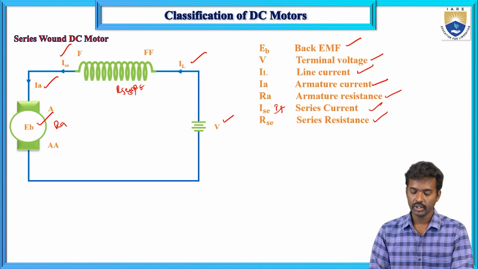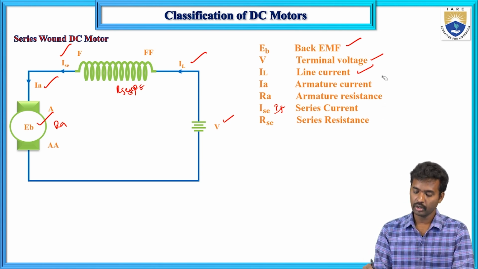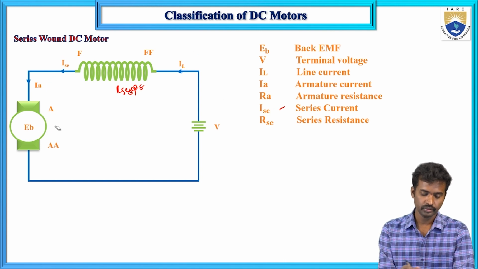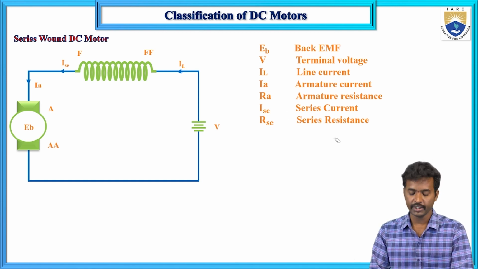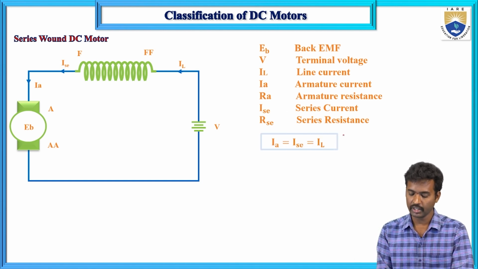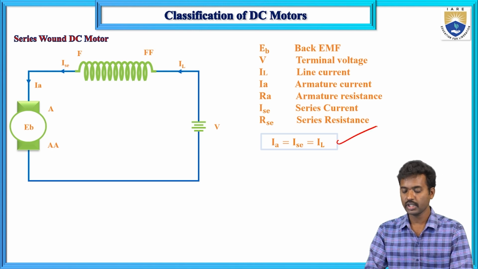So these are the terms related to the series field winding. Next, what are the formulas? The IA formula, the I series formula, and the EB formula. First, IA equals IL equals I series. The same current flows through each element in a series circuit, so IA, I series and IL are the same.